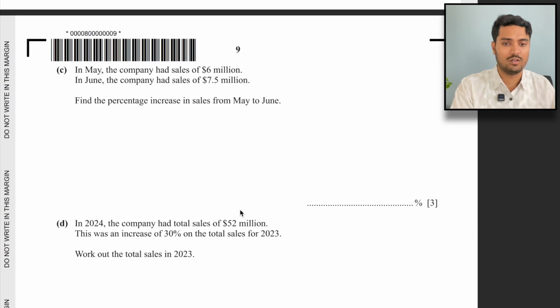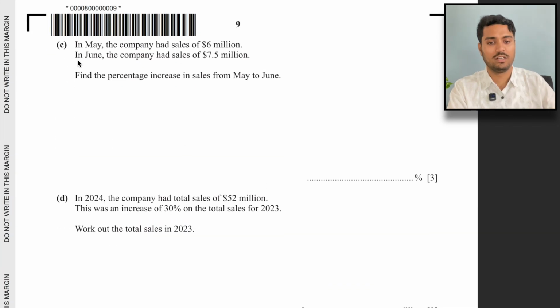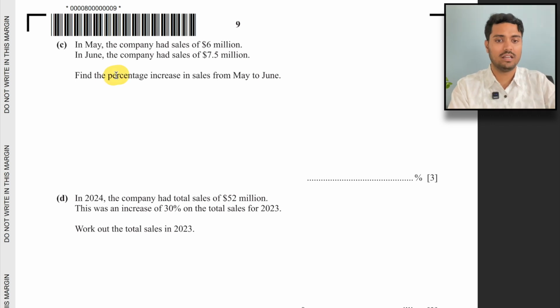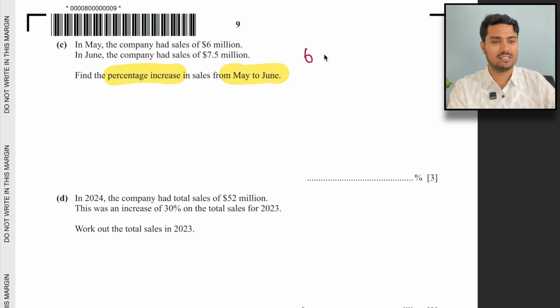Okay, there's one more part. Another part C as well, D as well. In part C, it says, in May, the company had sales of 6 million. In June, the company had sales of 7.5 million. Find the percentage increase in sales from May to June. So basically, the sales is increasing from 6 million to 7.5 million. We have to find the percentage increase.